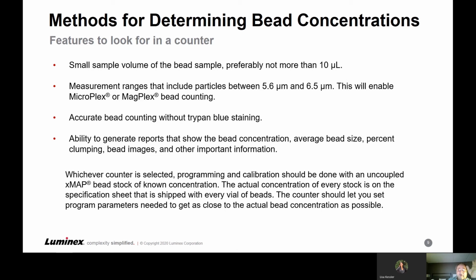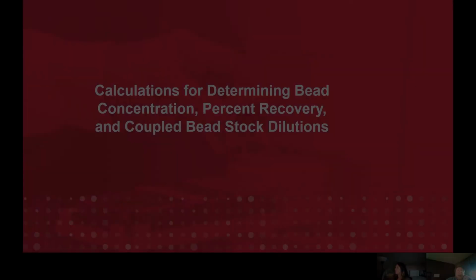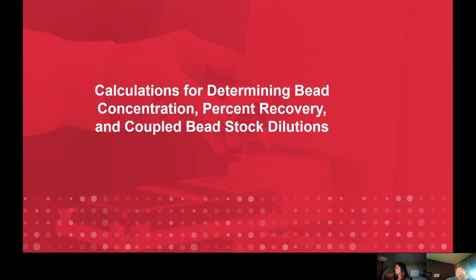So the actual concentration of every stock is on the specification sheet that is shipped with every vial. And the counter should let you set the parameters so that you can get as close to that concentration as possible. So let's look at calculations for determining bead concentration, percent recovery, and looking at how to dilute our coupled bead stocks to a uniform dilution.